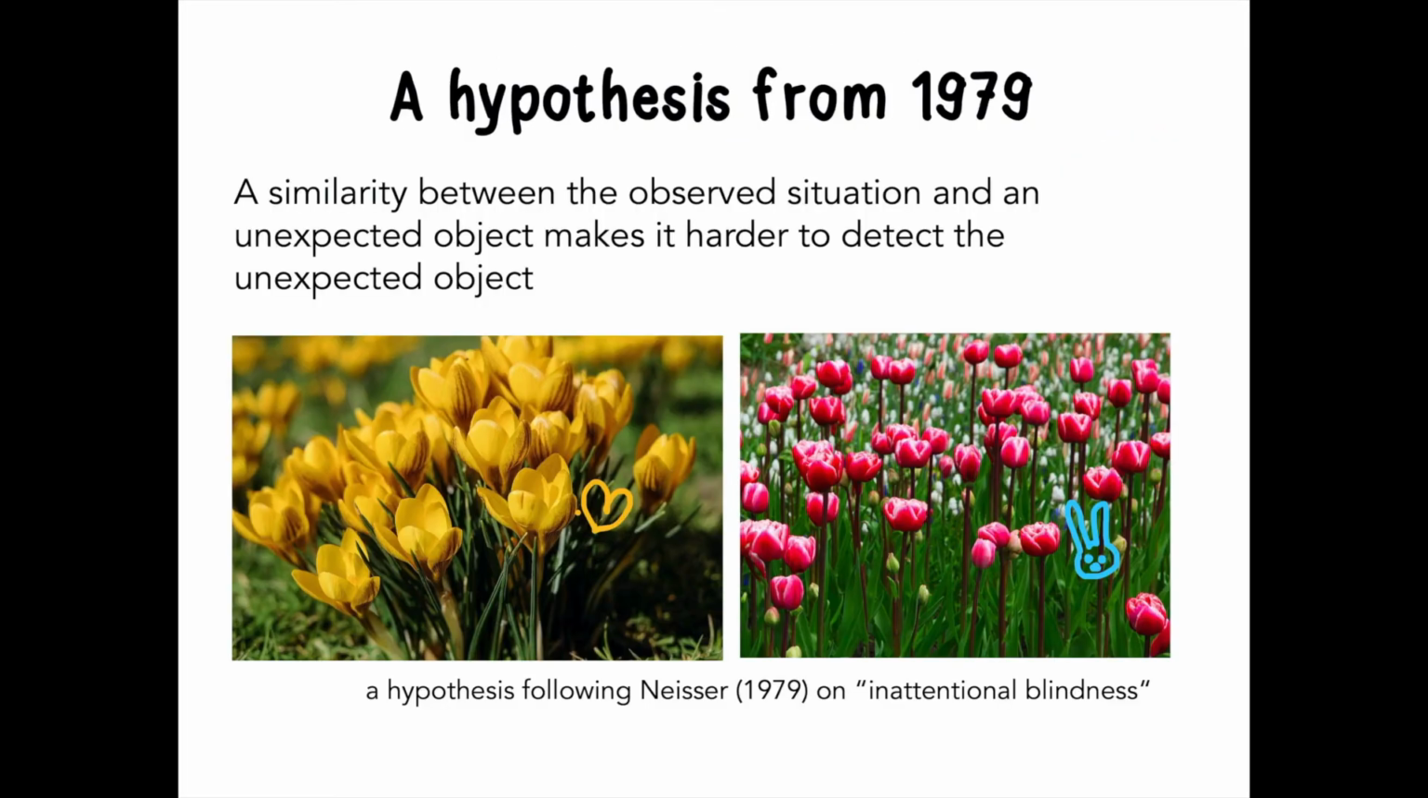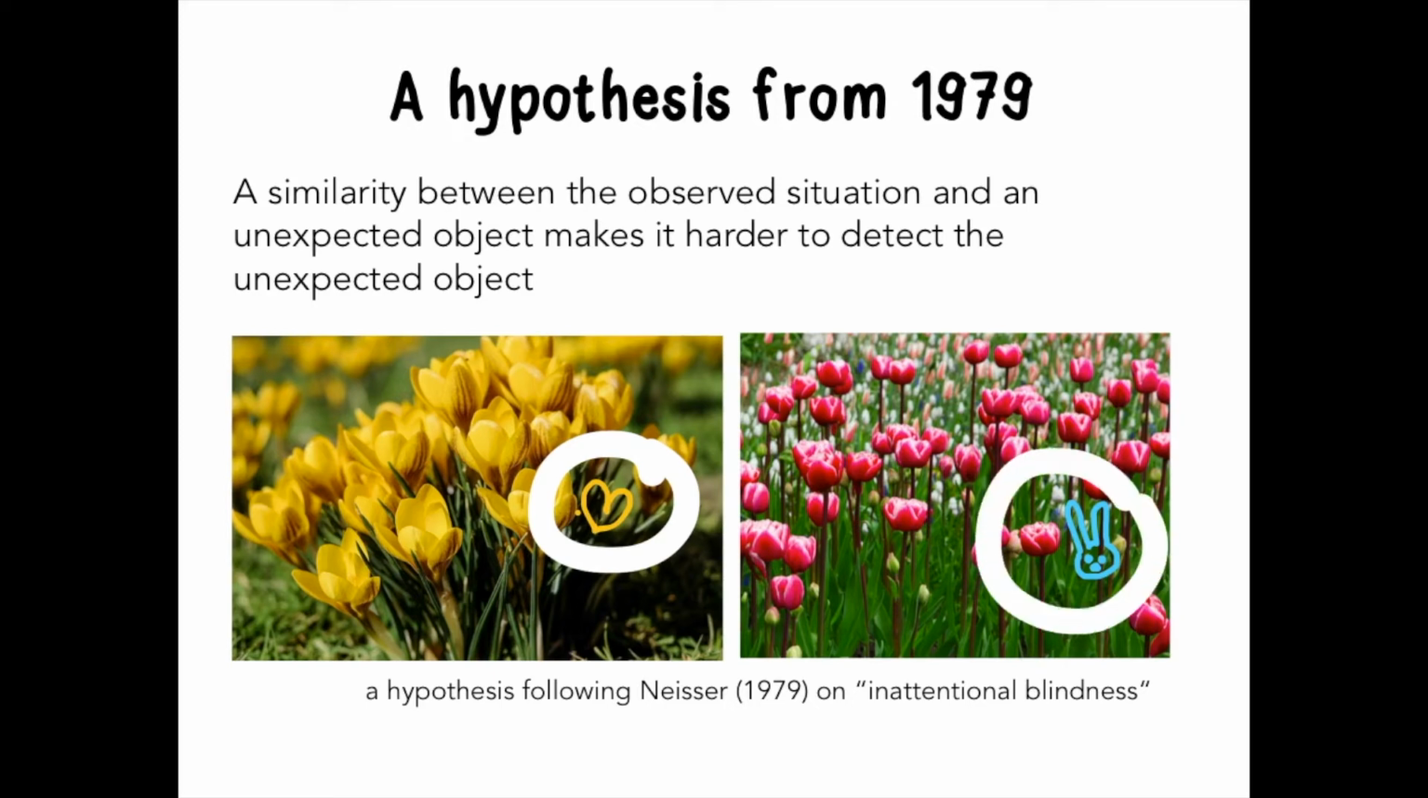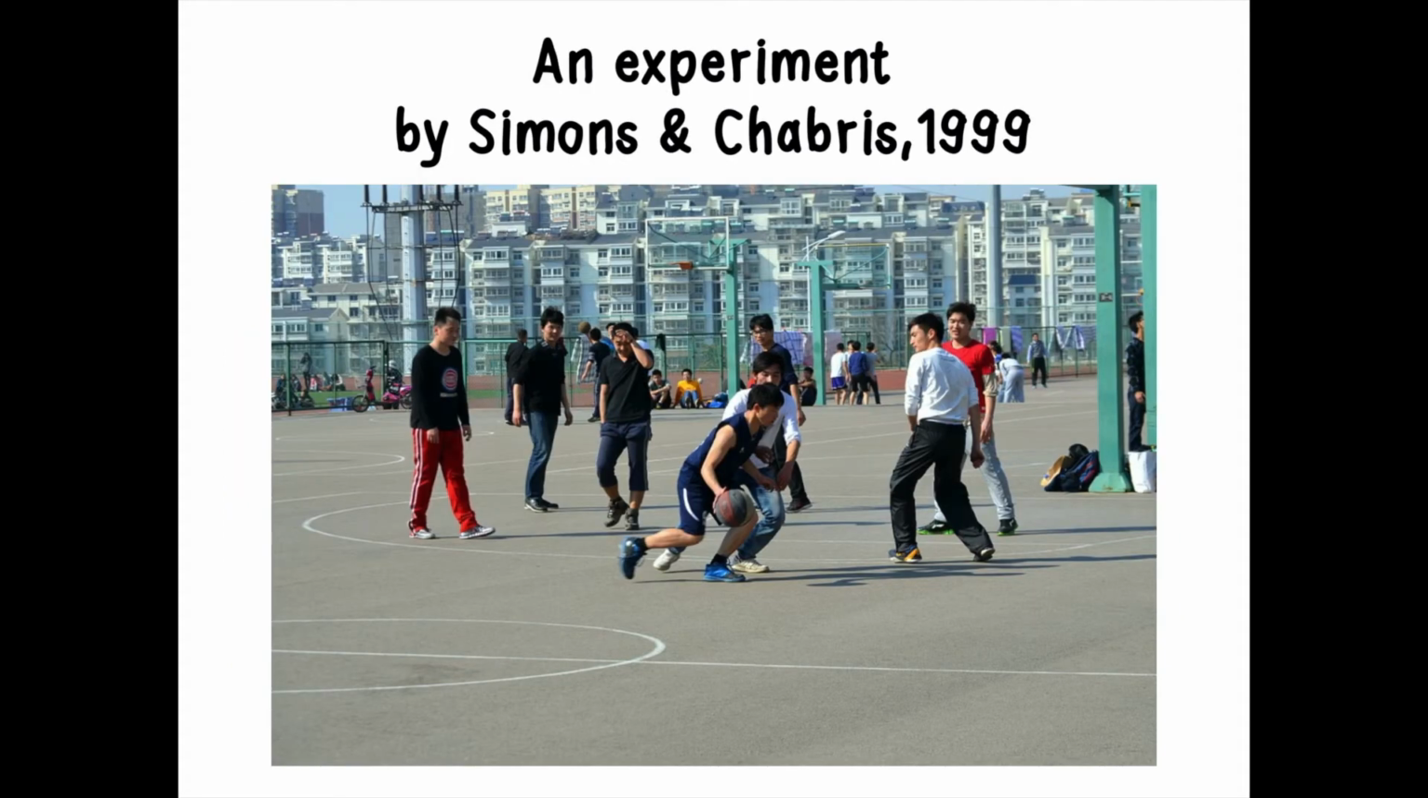According to the state of the art of research in 1979, it is more difficult to discover the yellow heart in the yellow flowers than the blue rabbit between the pink tulips. The idea was that a similarity between the observed situation and an unexpected object makes it harder to detect the unexpected object. In the well-known experiment, the researchers Simons and Chabris investigated whether this is correct.